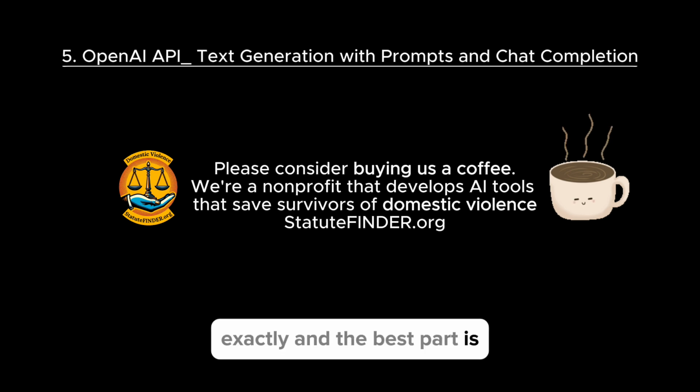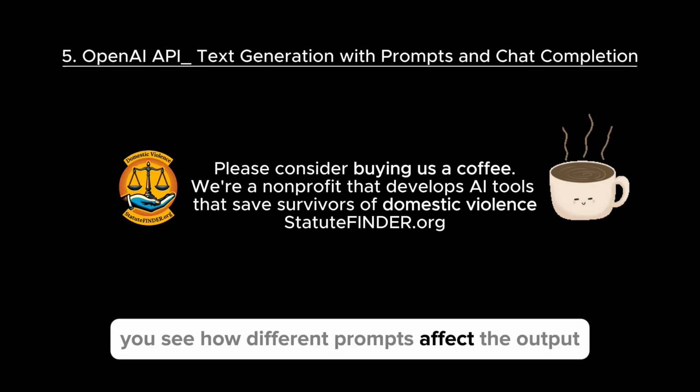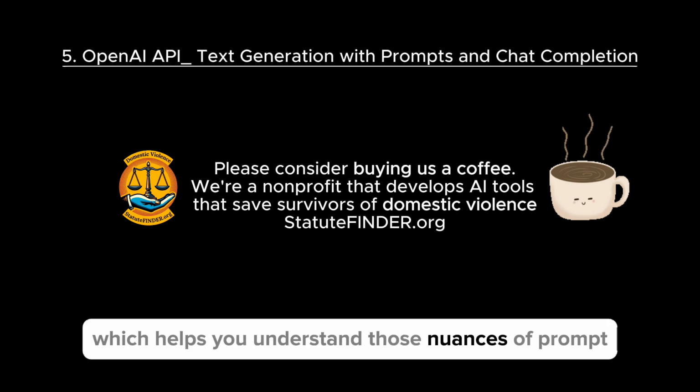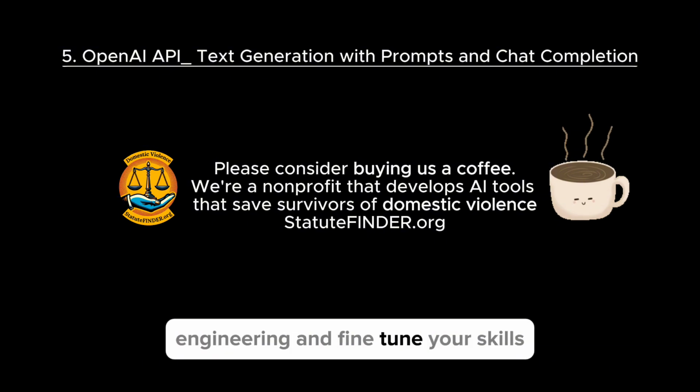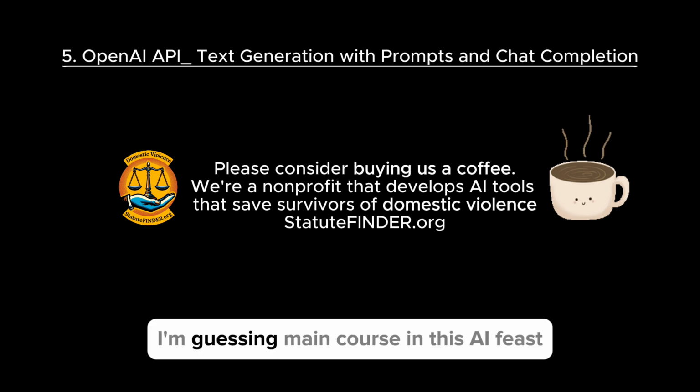Exactly. And the best part is, the playground provides instant feedback. You see how different prompts affect the output, which helps you understand those nuances of prompt engineering and fine-tune your skills. Okay, so that's prompt examples and the playground. What about the, I'm guessing, main course in this AI feast, the cookbook? What's on the menu there?